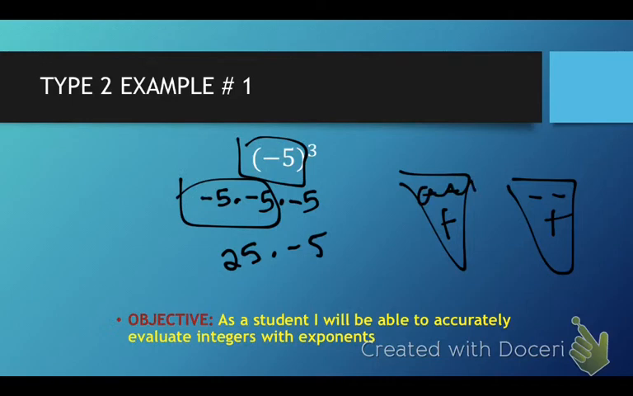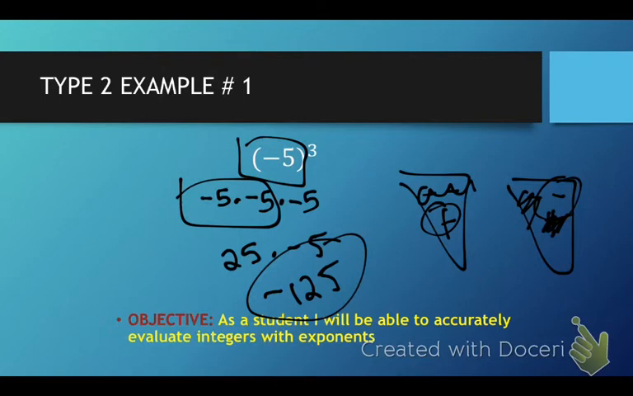Remember, we crossed out our 2, we got a positive answer. This next one is 25 times negative 5. Well, 25 was positive, times a negative, our answer is going to be a negative number. 25 times 5 is 125. So that is negative 125.